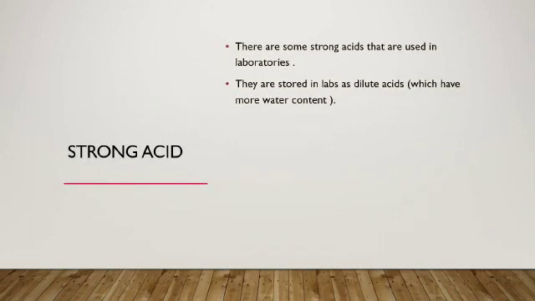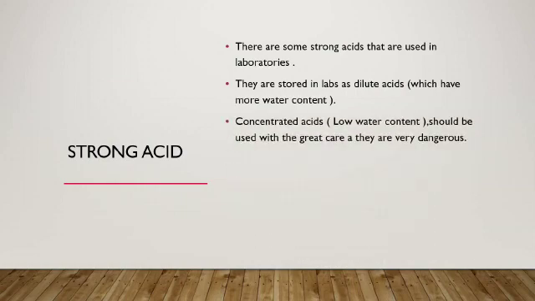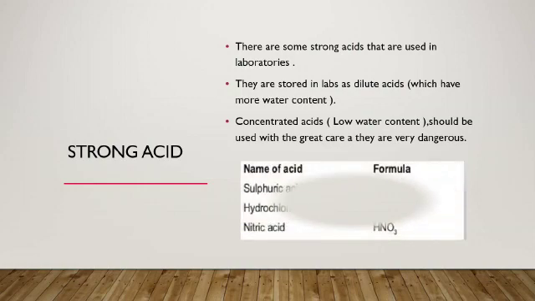Strong acids. Strong acids are those acids that are mostly used in our laboratories. Even when we use these strong acids in the laboratories, we mostly dilute them, which means that we add water to them. Some of the strong acids are used as concentrated acids. That means they have low water content and high acid content. These acids are specifically very dangerous and should be used with greater care. Some of the common strong acids are sulfuric acid, hydrochloric acid, and nitric acid.